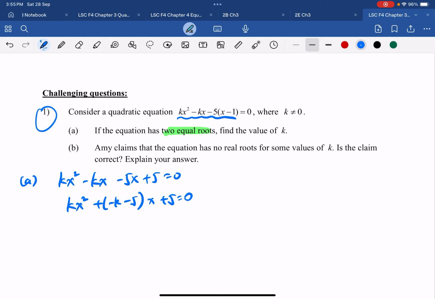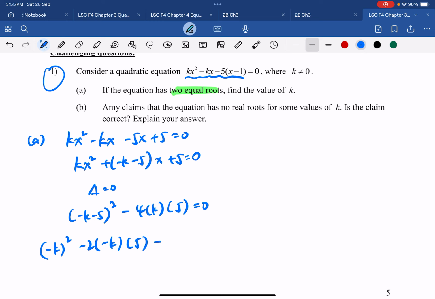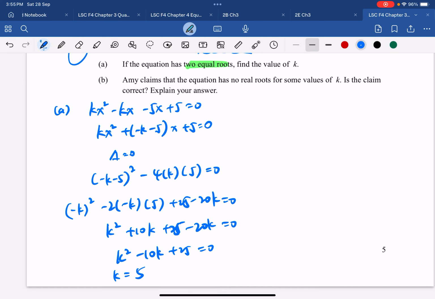Okay. So delta equals 0, which means negative k minus 5 bracket squared minus 4 times k times 5 equals 0. So you continue with your computation, and you would get this. So k squared minus 10k plus 25 equals 0. So k is 5. The value of k is 5.